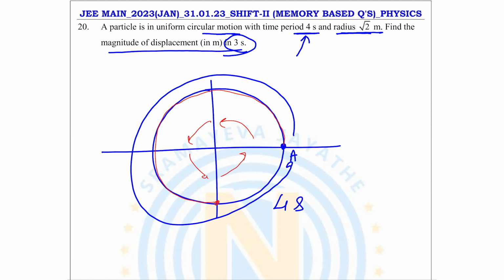So it starts from A and ends up at B, and therefore this would be the displacement. This is R, this is R, this is root 2 R. So the answer is root 2 R, so root 2 times root 2. Right? That is a nice answer. 2 meter. So 2 is the answer.